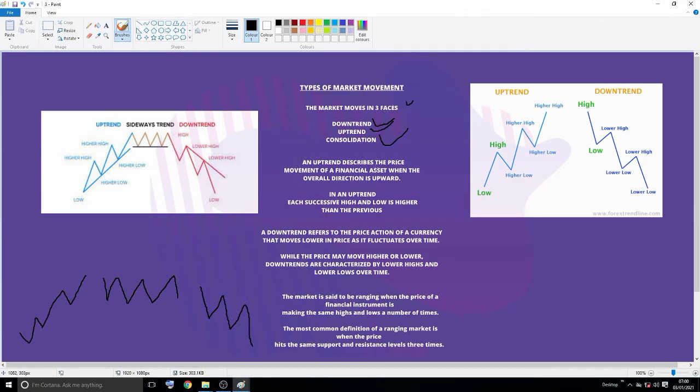An uptrend describes the price movement of a financial asset when the overall direction is to the upside. This is an uptrend. As you can see, the price is creating a low, higher low, higher high, and higher high. So the price keeps on going higher. The lows are higher, the highs are higher. It just keeps on pushing to the upside.